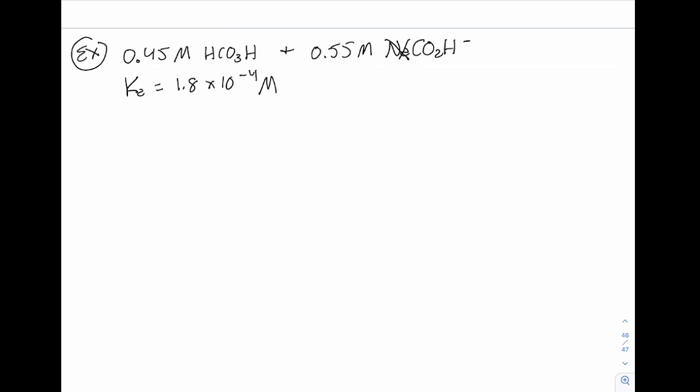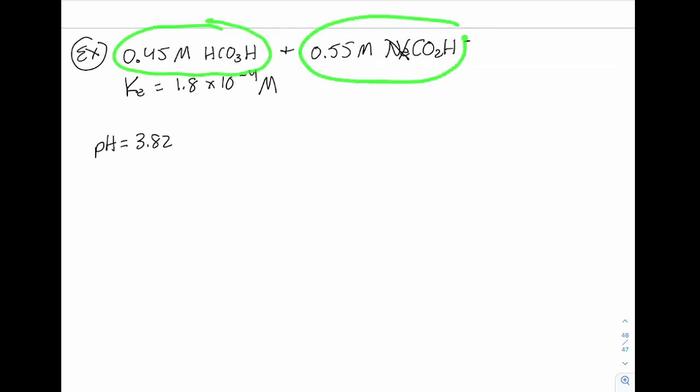And then we calculated the pH of that buffer solution, and I just want to write down for reference here, we got a pH of 3.82, right? So we made our little ice table. Our initial concentration of formic acid was this. Our initial concentration of formate ions was this. We did the plus X minus X stuff, solved for X, which was hydronium ion concentration, took the negative log of it, and we got 3.82 for my pH.